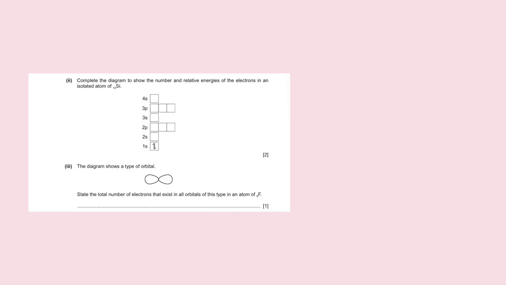Moving on to the next part of the question. In part 2, we need to complete an orbital energy diagram for an isolated silicon atom, which has 14 electrons. In part 3, we are shown a specific orbital shape and asked to find the total number of electrons that occupy this type of orbital in a fluorine atom. Let's look at how to fill this in.